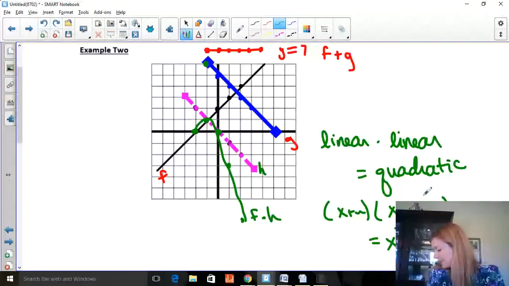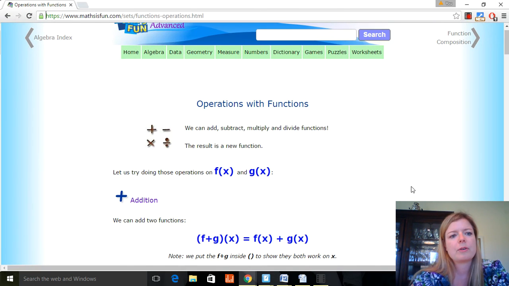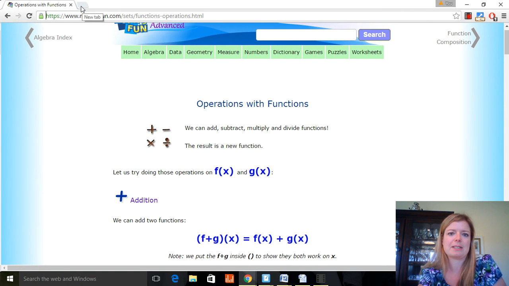All right, so that's just a very brief introduction into the world of operations with functions, but you can play around with it some more. You can also go into GeoGebra and play with it there too. You can create two functions and add them or subtract them or multiply them, and we'll try maybe some more of that tomorrow.